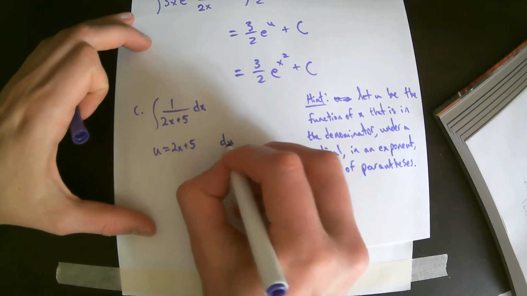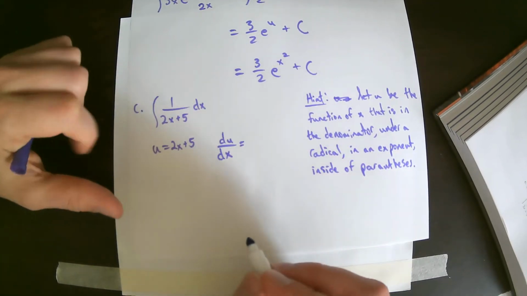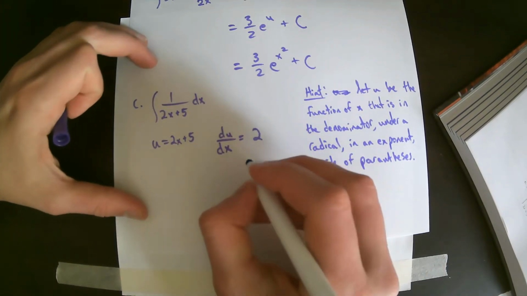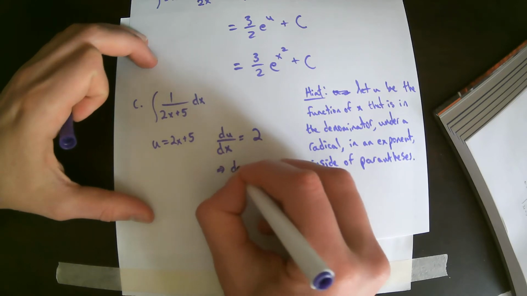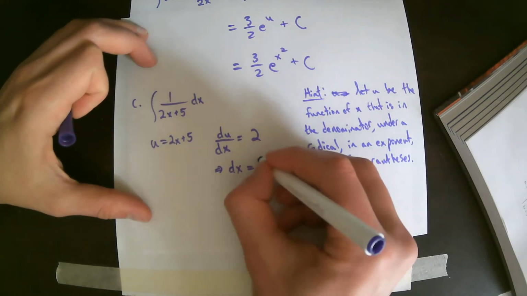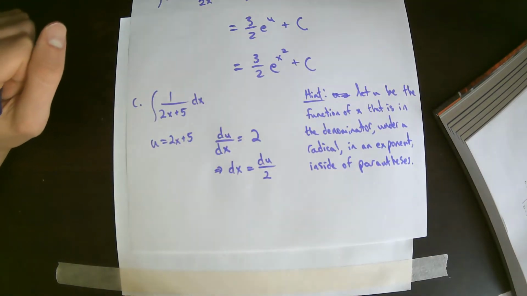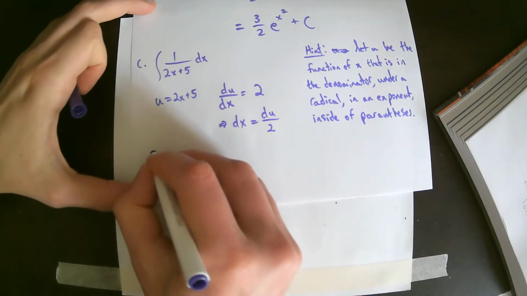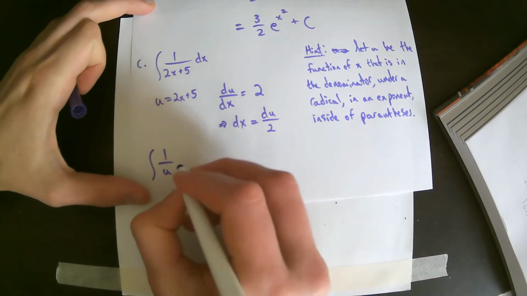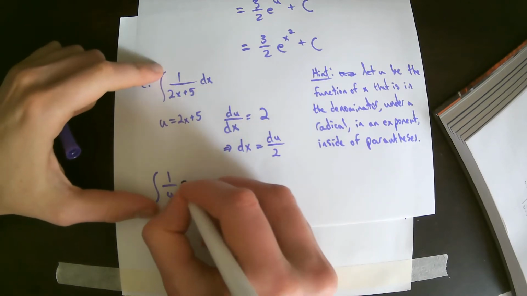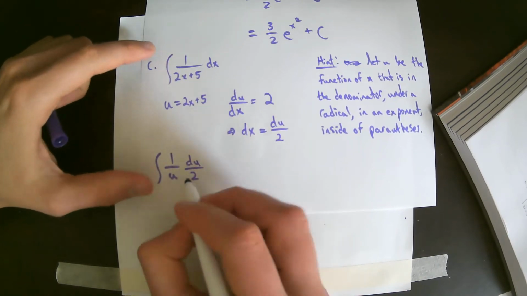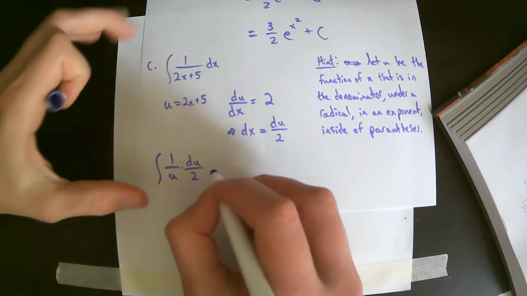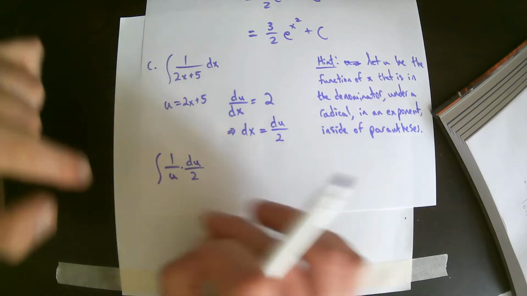Now here, what is the derivative of u with respect to x going to be? It's just going to be 2, right? 5 goes away, it's just 2. Solve for dx. dx is going to be du over 2. Okay, now this integral then will be 1 over u. Now dx gets replaced with du over 2. Remember, everything here is attached by multiplication. Okay, there we go. So no other x's hanging around to cancel because we got everything taken care of.